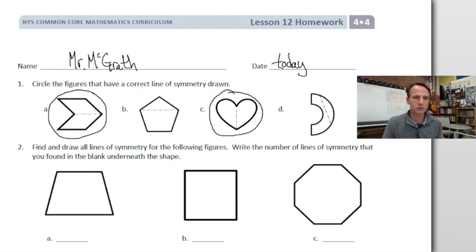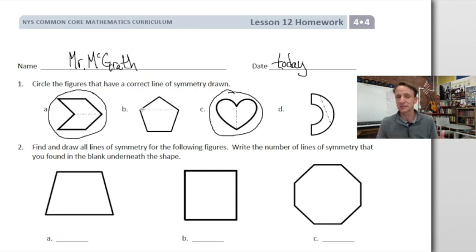And now I'm going to switch to my line tool. So we're to find and draw all lines of symmetry, all of them, for the following figures. And then write the number of lines of symmetry that you found in the blank underneath the shape. And we're going to make certain assumptions, of course. This doesn't say it's a regular trapezoid, that the opposite sides are equal, but it looks like it. And it doesn't say that this is a square, that this is an octagon, but we're going to make those assumptions.